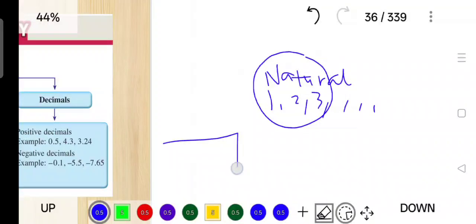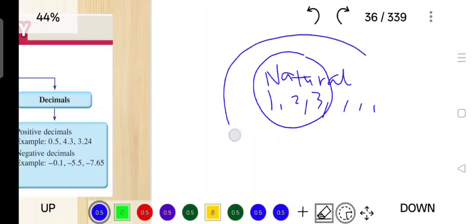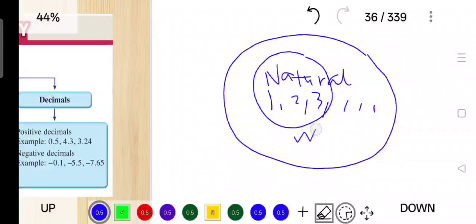I have a box of chocolates. So how many chocolates do I have? I start counting naturally by 1, right? So 1, 2, 3, and so on. So that is how we begin. That is natural number. Next, the outer circle I can put as the whole number.